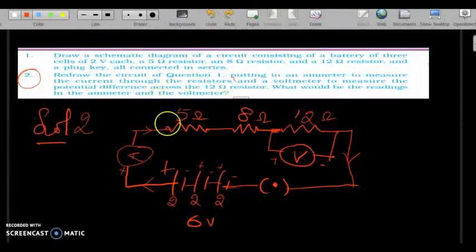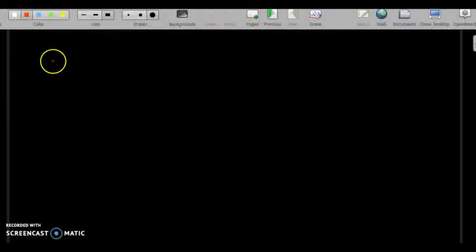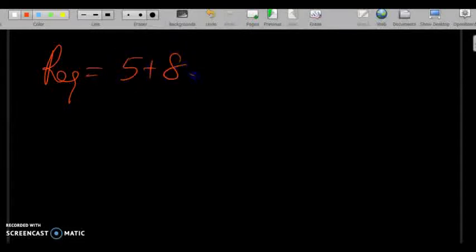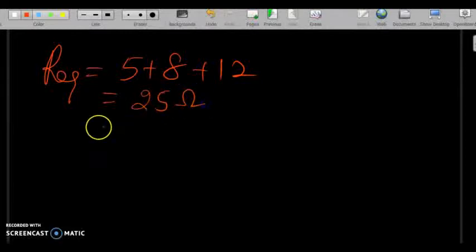First, what is the total effective resistance? As all 3 are in series, the total equivalent resistance is 5 ohm plus 8 ohm plus 12 ohm, which is 25 ohm. That is the effective resistance. And the potential difference given is 6 volts.